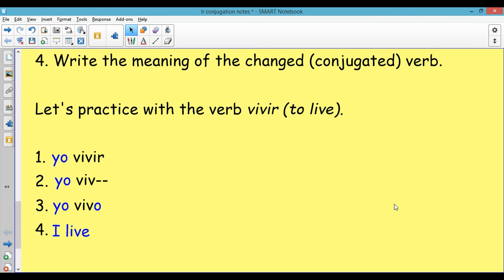I will set up a Google Meet for us later this week so that if you have questions about your IR verbs or even your ER verbs still, you'll be able to come in and ask for them.